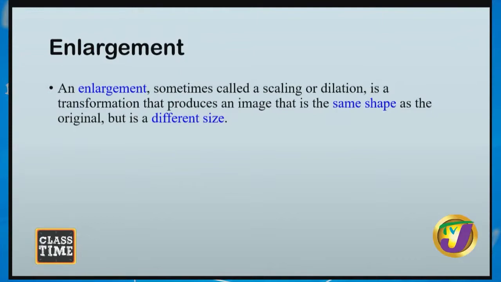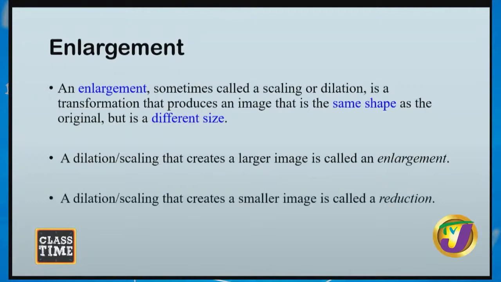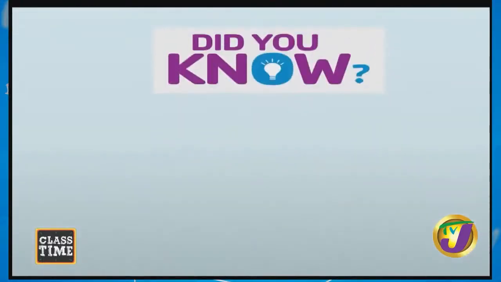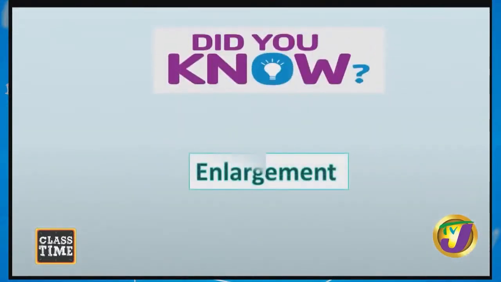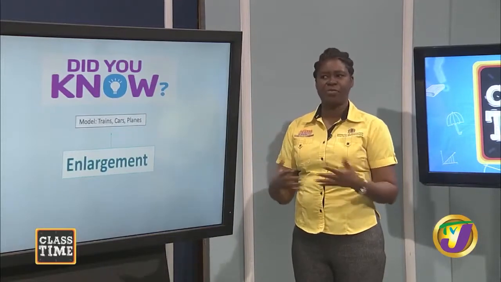Okay. So a dilation or a scaling that creates a larger object is called an enlargement. Right, a larger image. And therefore, on the reverse, if we should have a scaling that creates a smaller image, it would be a reduction. All right. Now we have been exploring enlargement, and there are certain things that would have come up.